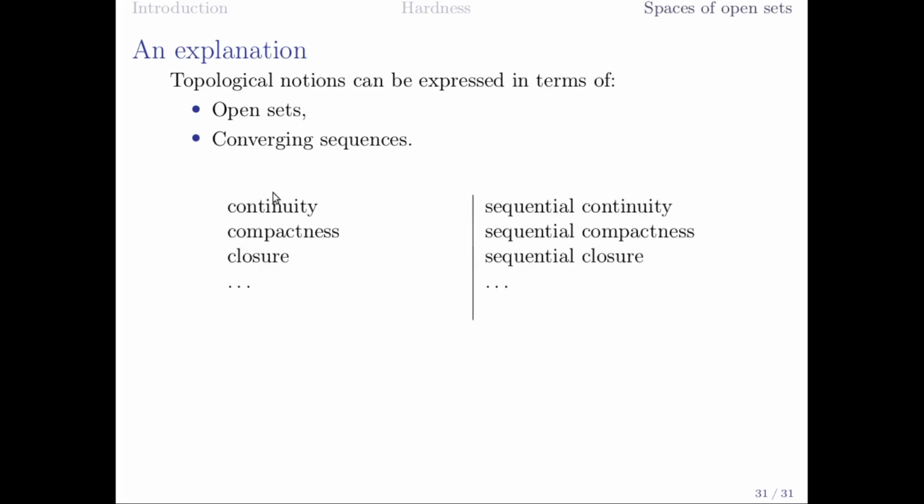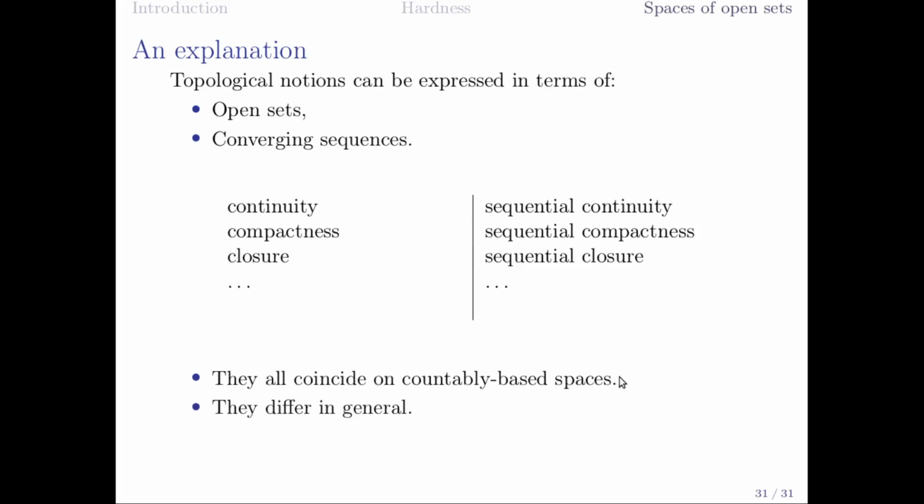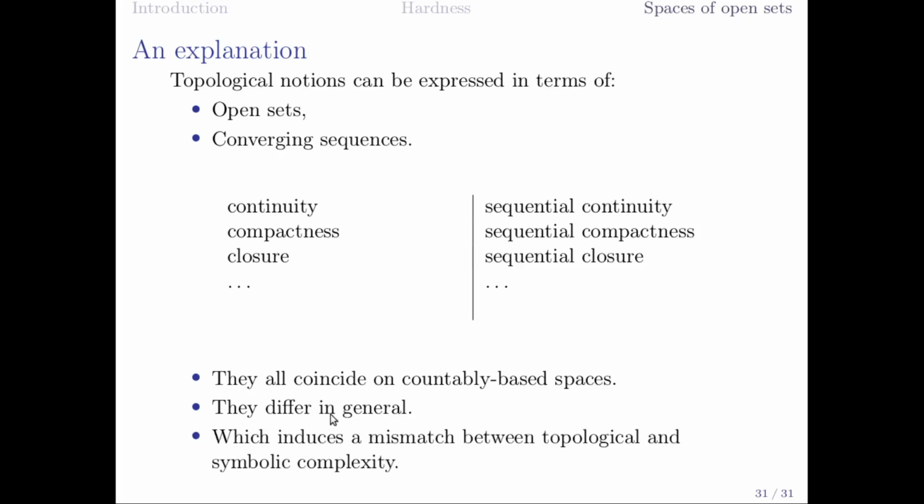For instance, a function is continuous if the preimage of open sets are open. A function is sequentially continuous if it sends converging sequences to converging sequences. And you have similar notions for compactness, closure, and so on. And you have the topological and the sequential notions. It turns out that they all coincide for countably-based spaces, but they might differ on other spaces. And we think that this is the explanation. So this difference explains the difference between topological and symbolic complexity.